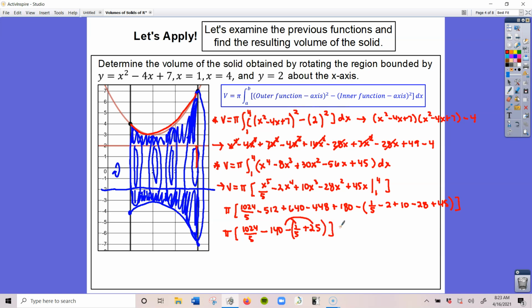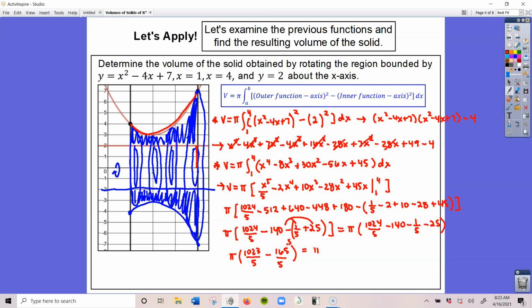Distribute this negative, and we get pi times 1024 over 5 minus 140 minus 1 over 5 minus 25. I can combine these two fractions here, so that would give me pi times 1023 over 5, and then negative 140 minus 25 is negative 165. In order to combine, I would need to put these both over 5. So this is fine, but I need to put this over 5.